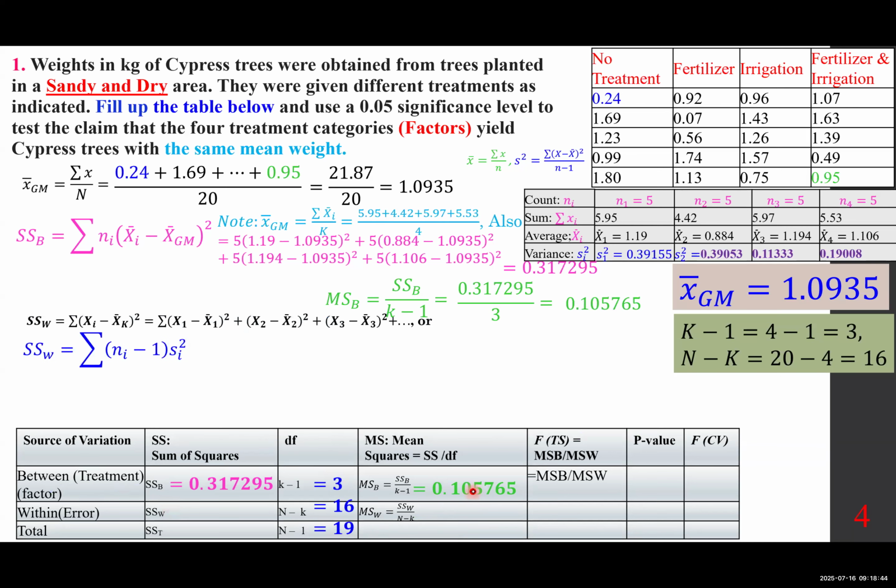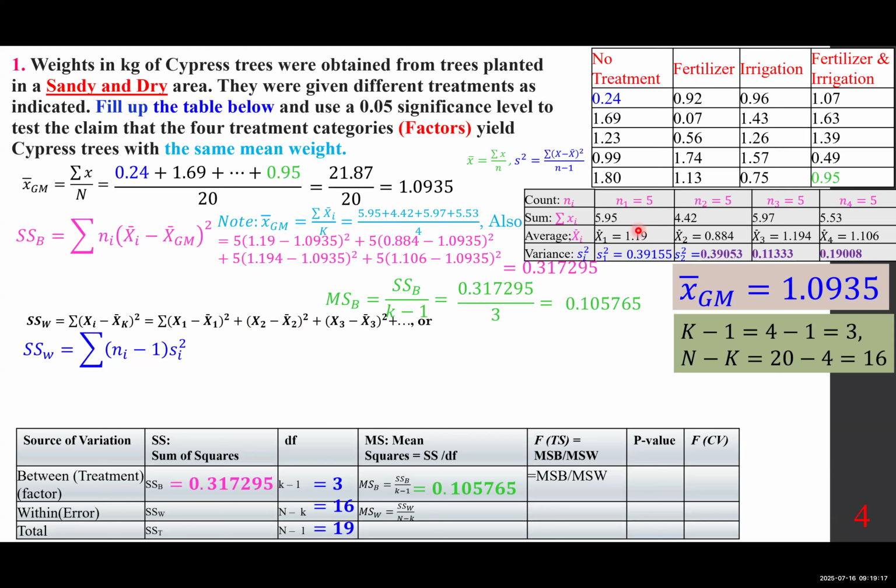Now the sum of squares within is the sum of n sub i minus 1 times s sub i squared, or the summation of x sub 1 minus x sub 1 bar quantity squared plus x sub 2 minus x sub 2 bar quantity squared, and so forth. That's the within. For example, for the first group, n sub i minus 1 is 5 minus 1, because they happen to be this. So that's 4.